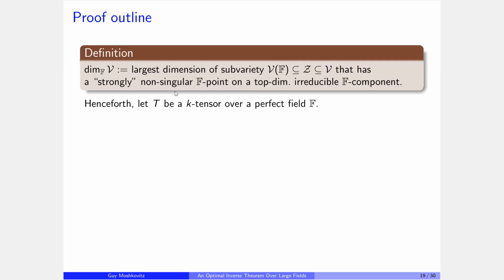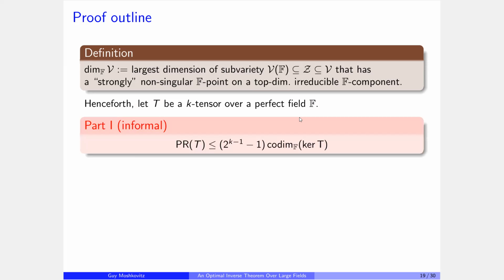Okay, so let me just finish this slide. For the rest of the talk, let's assume that T is a k-tensor and our ground field is a perfect field. Basically, every field that you can think of is perfect. Finite fields are perfect, algebraically closed fields are perfect, characteristic zero fields are perfect. So that's not much of a condition.